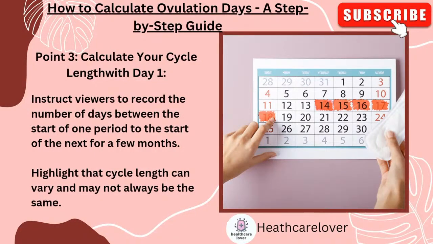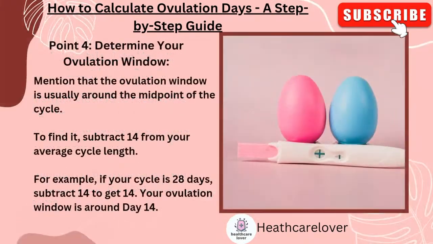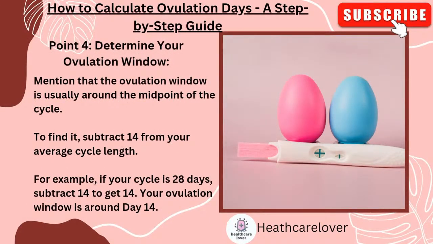Length can vary and may not always be the same. Point 4. Determine your ovulation window. Mention that the ovulation window is usually around the midpoint of the cycle. To find it, subtract 14 from your average cycle length. For example, if your cycle is 28 days, subtract 14 to get 14. Your ovulation window is around day 14.